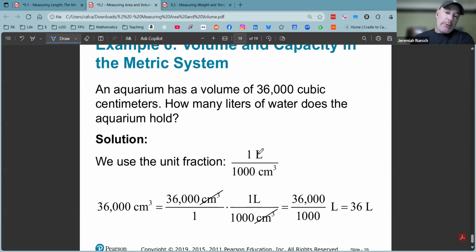Okay, so we want liters, and we know that there's 1,000 cubic centimeters in 1 liter. So if we multiply, the cubic centimeters are going to cancel with the cubic centimeters, leaving us with the units of liters. And then we take our 36,000 cubic centimeters divided by 1,000 cubic centimeters per liter, and we get 36 liters.